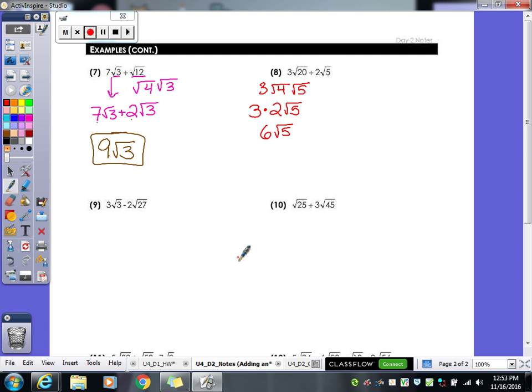Our other one is a 2 radical 5. Can we simplify that any further? No. So I'm just going to bring that down and line it up with my other one. So I have my 6 radical 5 plus my 2 radical 5. So what's our final answer? 8 radical 5.